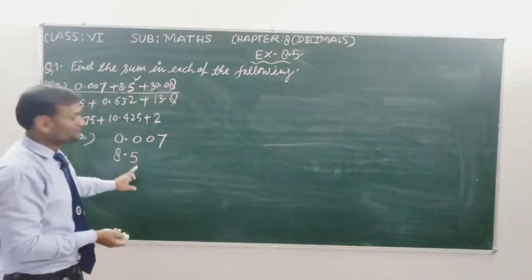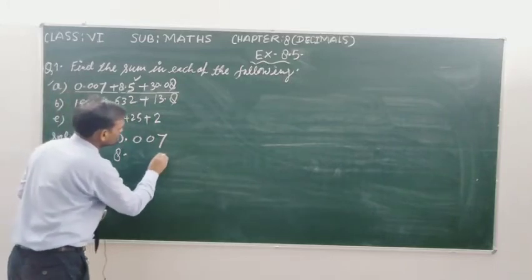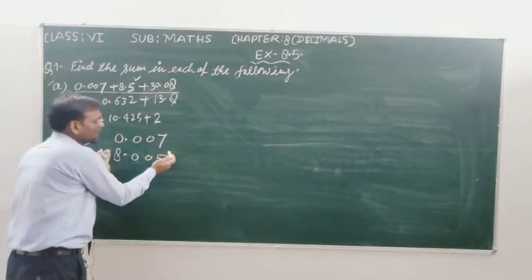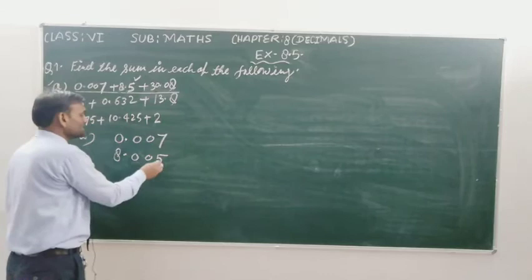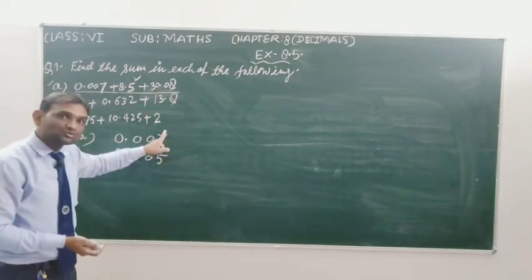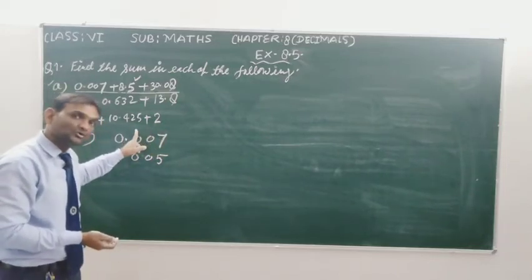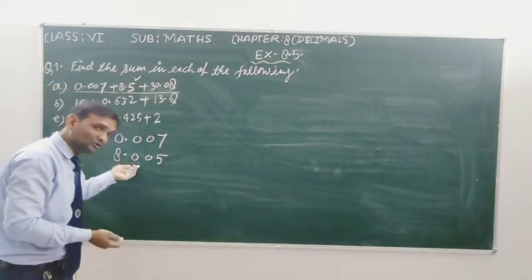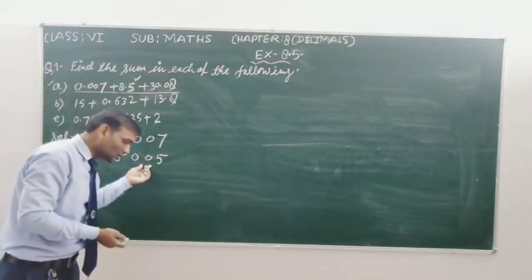Student makes mistake here that maximum student write the 5 below 7 for making equal of all places. सभी place को equal बनाने के लिए वो क्या करते हैं कि 5 को last में write कर देते हैं. But this place belongs to thousandths and this place belongs to hundredths and this place belongs to tenths. So 10th place digit you have to write below 10th. 100th place digit you have to write below 100th.